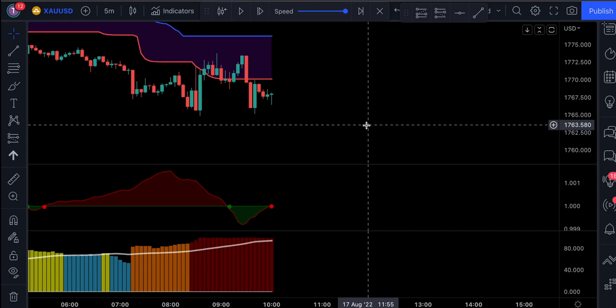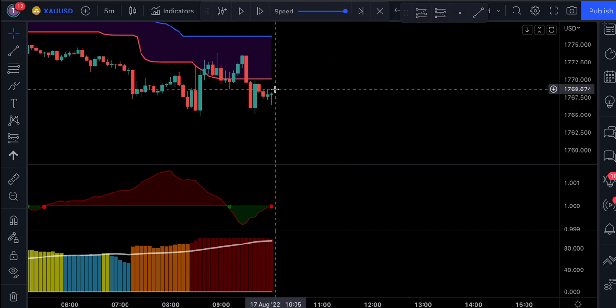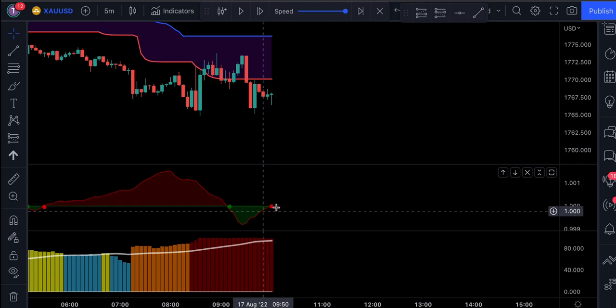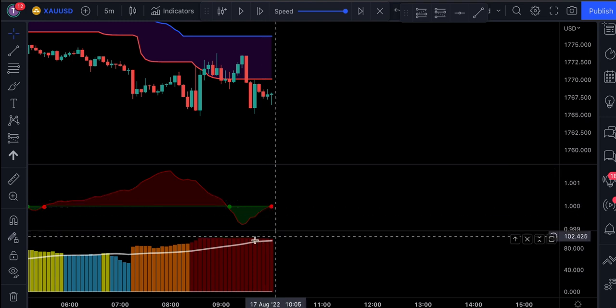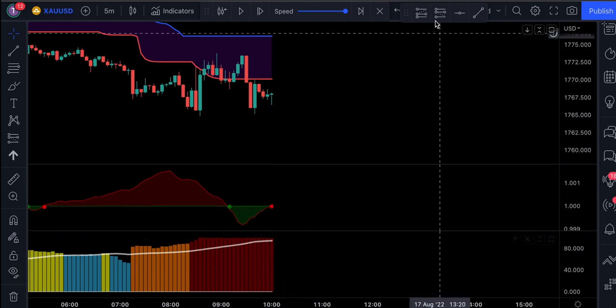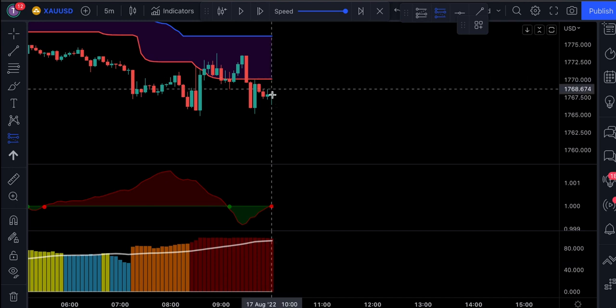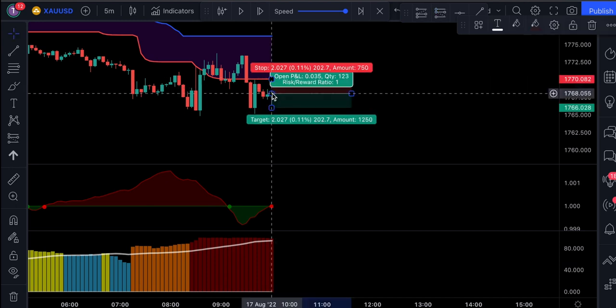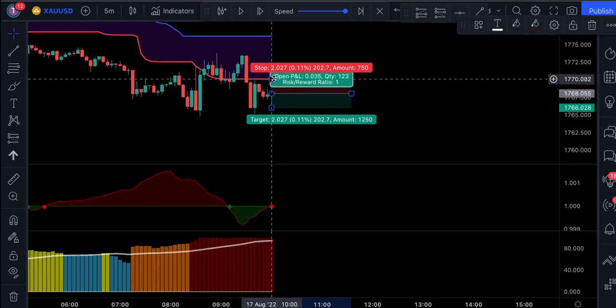Here we see the price action is moving below the cloud. The Diddy index issued a sell signal, and the volatility in the market is pretty high. So we're going to place a sell order at the close of our trigger candlestick. Our stop loss will be set at the red line, and we're going to be targeting 1.5 times the risk.